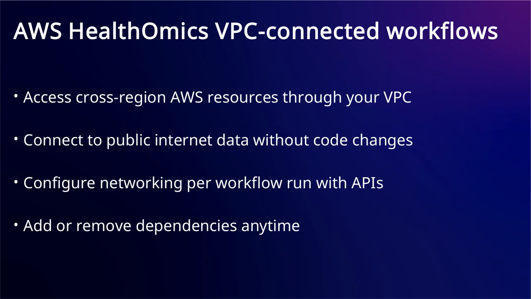You can connect to publicly hosted datasets and internet resources using configuration APIs that let you specify VPC settings for network traffic. You can add or remove public internet dependencies at any time to adapt to changing requirements. You can configure networking settings at the per-run level, giving you control over which specific workflows use VPC connectivity. This enables faster development and testing of bioinformatics workflows by removing data migration overhead and providing network configuration through APIs.